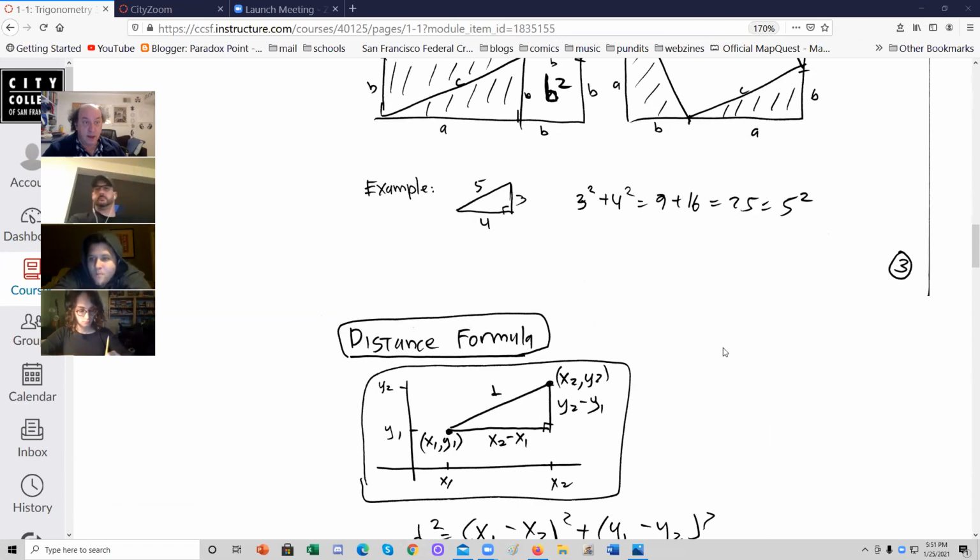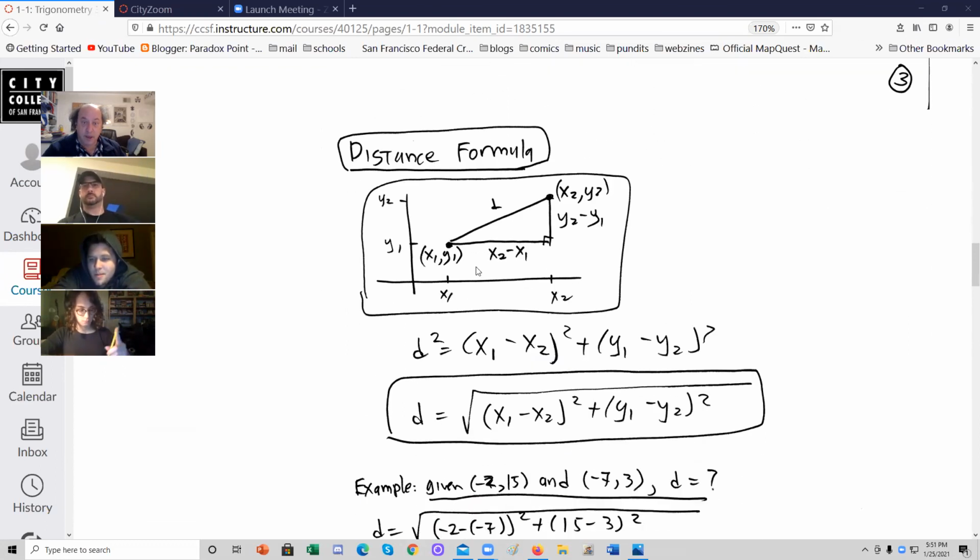points in the Cartesian plane. Given 2 points here and here, x1 by y1 and x2 by y2, what is the distance between them? Well, we draw this line parallel to the x-axis and this line parallel to the y-axis, so therefore they'll be at right angles. This point is at x2, this point is at x1. This distance, this horizontal distance, is therefore the difference, x2 minus x1.